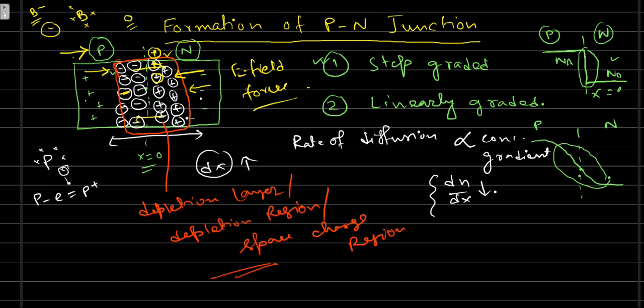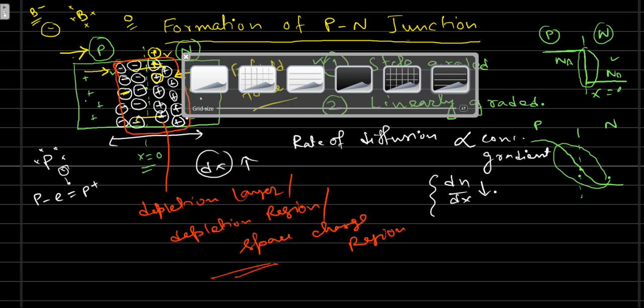So what will be the band diagram? Because we can explain so many things from the energy band diagram. So similarly, if we want to draw the energy band diagram under this condition, that means when the p-n junction is in equilibrium, then what will be the shape of the band diagram? So let us see.